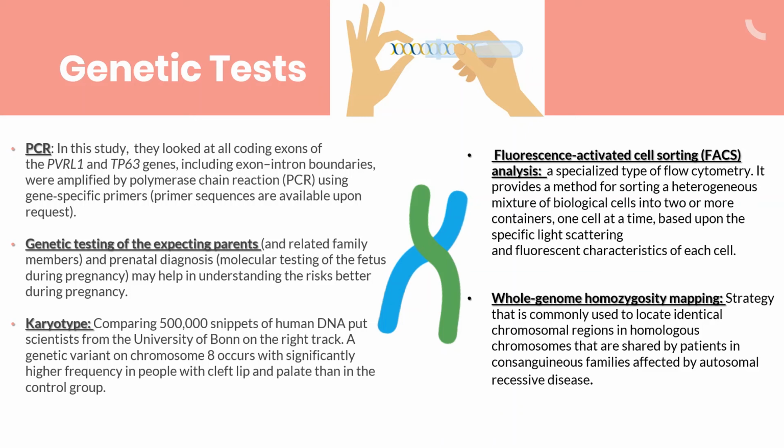Another thing you can do is use fluorescence activated cell sorting analysis, which is a special type of flow cytometry, and it provides a method for sorting a heterogeneous mixture of biological cells into 2 or more containers, one cell at a time, based upon specific light scattering and fluorescent characteristics of each cell. So you can look at each cell under the light. And you can do whole genome homozygosity mapping, which is a strategy commonly used to locate identical chromosome regions in homologous chromosomes that are shared in patients in families affected by autosomal recessive disease.